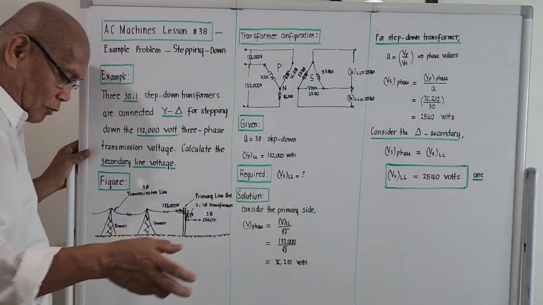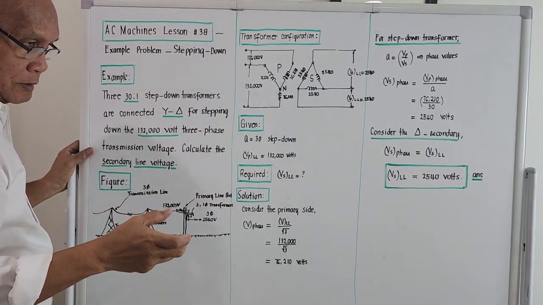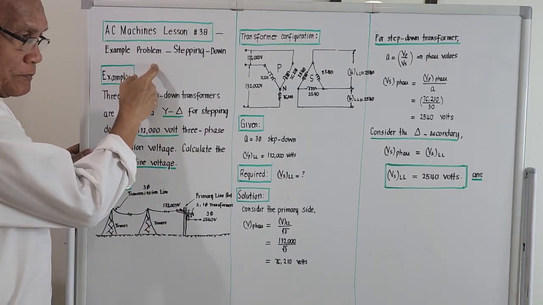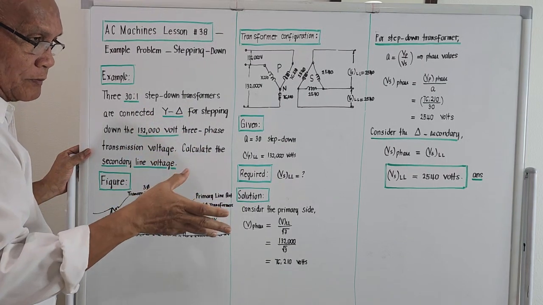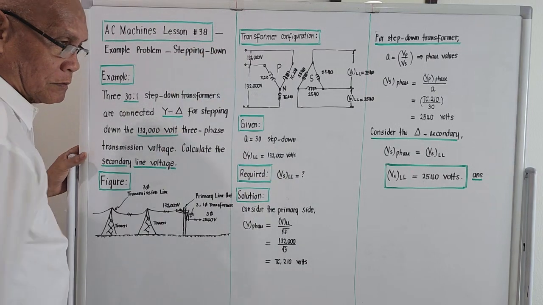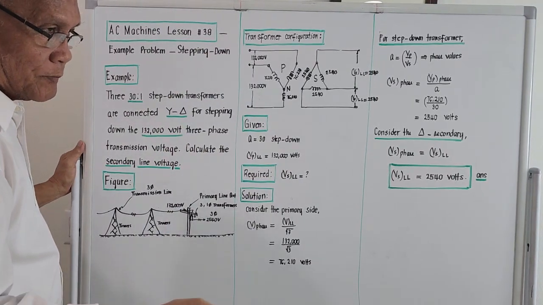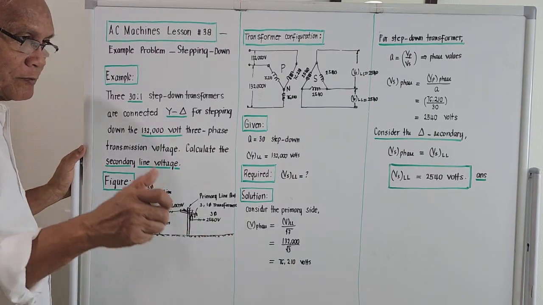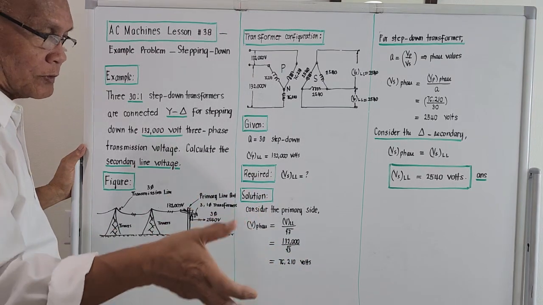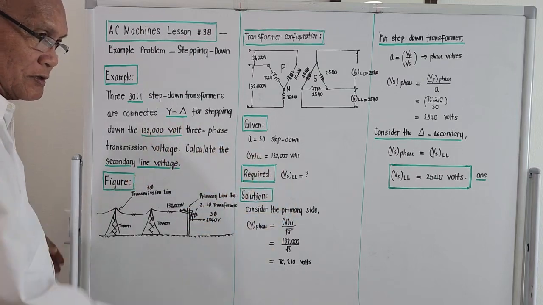The topic for tonight will be alternating current machines, lesson number 38, and the content will be an example problem. The problem is with regards to the so-called stepping down concepts. The last time around, the example problem I gave you was actually the so-called stepping up. So for tonight, it will be stepping down. It is the reverse of the last topic.